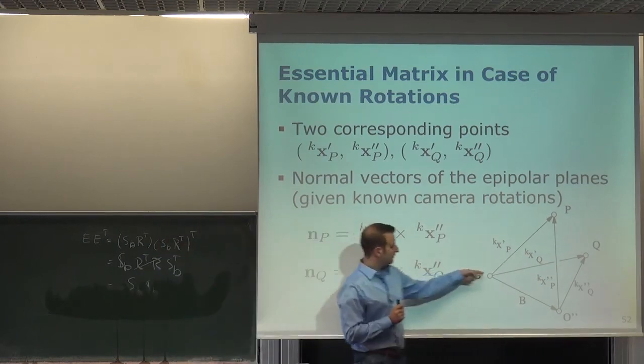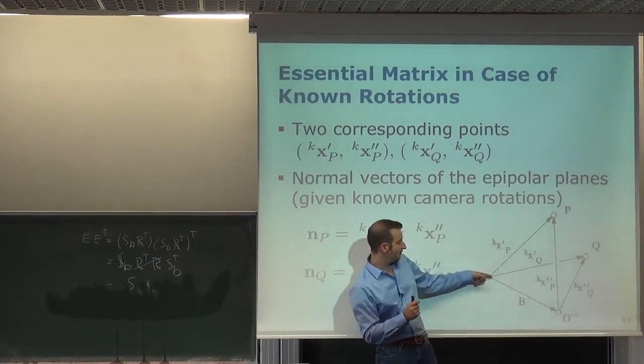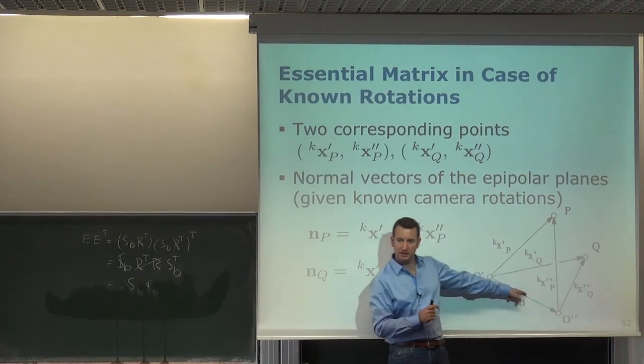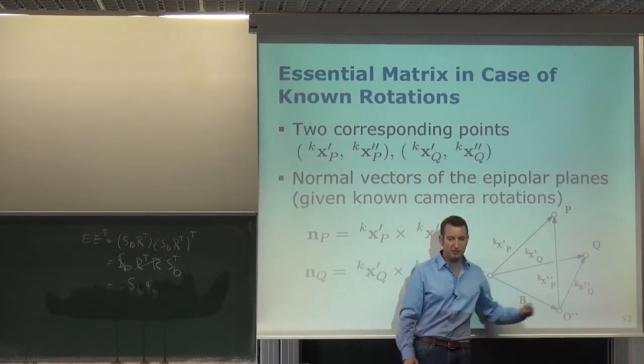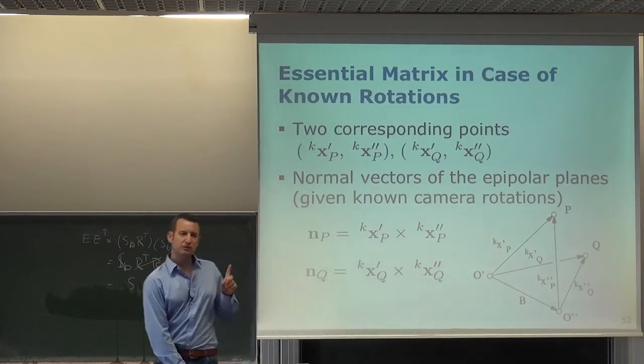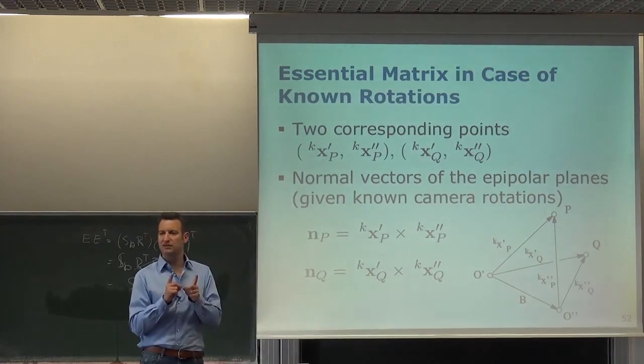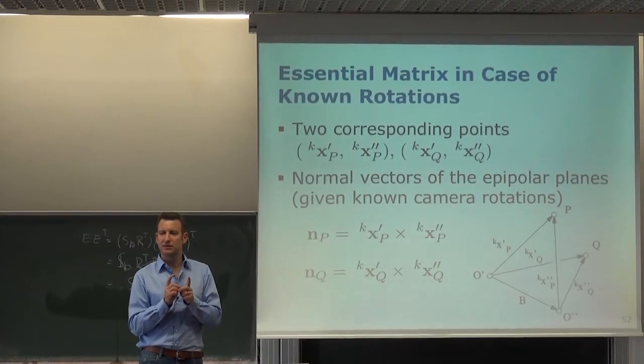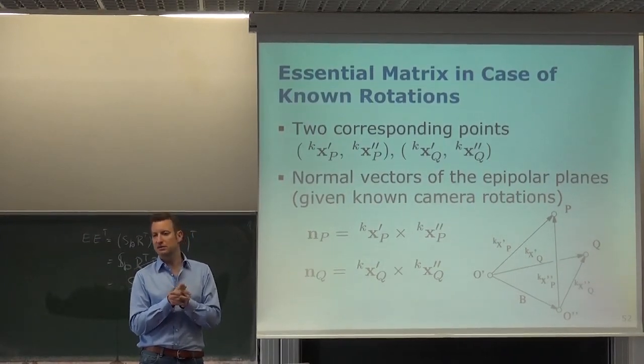These two planes intersect in here, in B. This is exactly the thing that I want to compute. So for the normal vectors of two planes which intersect, there's just one vector which is orthogonal to those two normal vectors. And this is exactly my vector B.